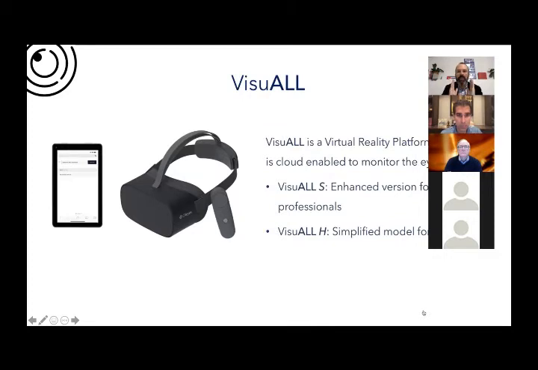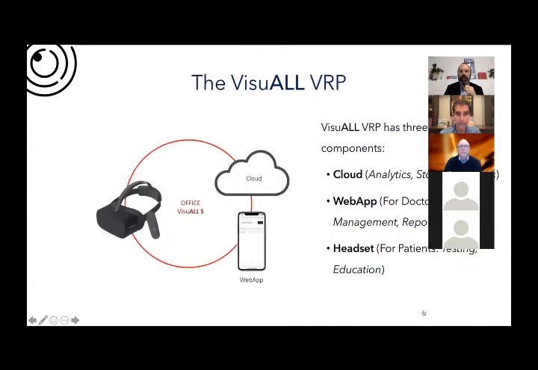As a reminder, VisuALL is basically a virtual reality platform that intends to include as many psychophysical tests as we can, in order to provide a comprehensive evaluation of patients with eye disorders. We have two main models: the VisuALL S, which is intended to be used at the office, and the VisuALL H, which is for the remote assessment of visual function, whether at home, the battlefield, nursing homes, whenever it is necessary.